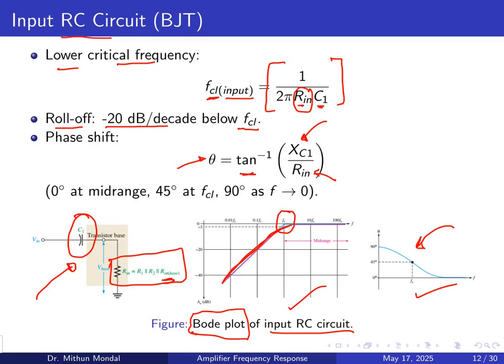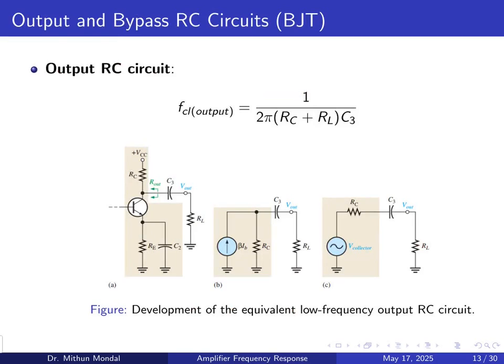So this is what you have, the phase response. At 0 degree, here you have the mid range. At 45 degree, here you have the critical frequency, and at 90 degree, the frequency will be tending to 0. So this is the magnitude and the phase of the input RC circuit when we talk about the BJT part.